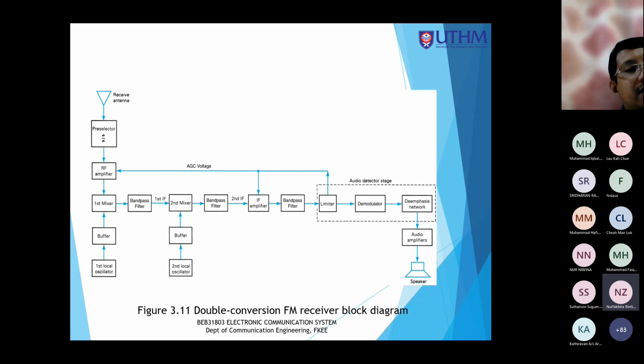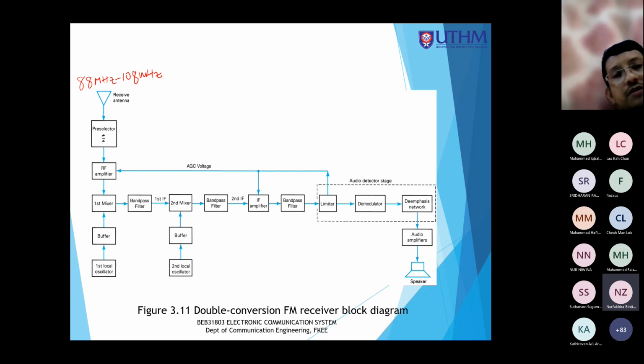You see that this antenna will receive all the FM frequencies from 88 megahertz until 108 megahertz. So the antenna has a very wide bandwidth. It will absorb all the signals. But we don't want to listen to all the frequencies. We just want to listen to one frequency only.